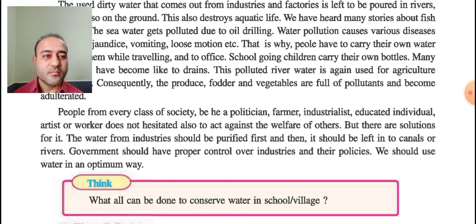Okay, but there are solutions for it. The water from industries should be purified first, and then it should be left into canals or rivers. Government should have proper control over industries and their policies. We should use water in an optimum way. Optimum, that means maximum use of the water should be done.